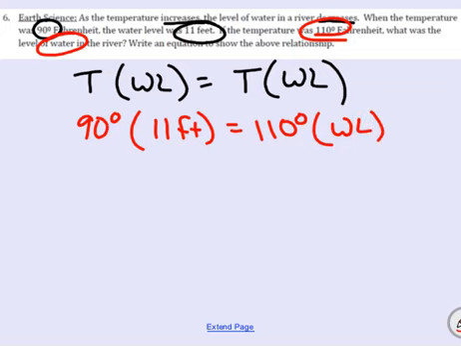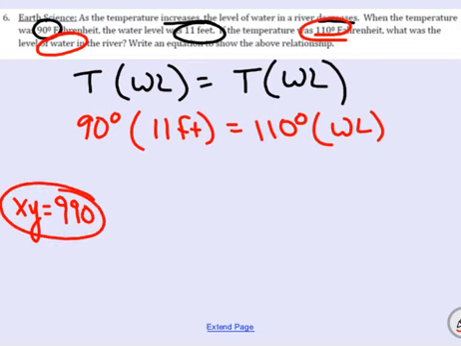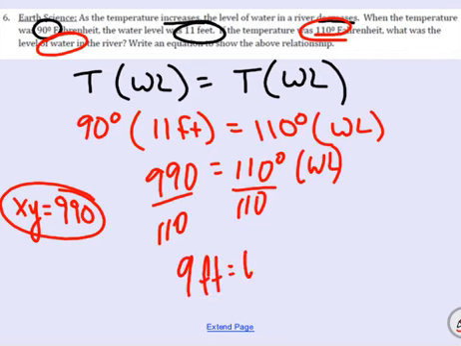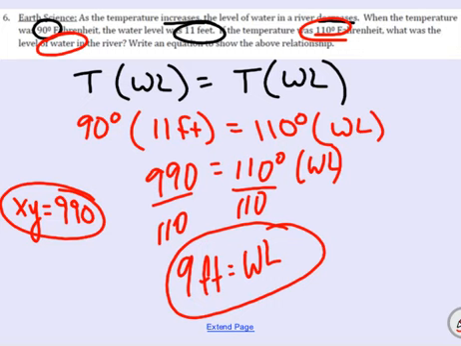Now we want to write an equation to show it. What I probably would have done is 90 times 11 in my calculator. If they want the equation, it's going to be 990. So that's the inverse relationship. However, you could do this. You could get 990 equals 110 degrees times water level. You divide by that 110, divide by that 110, and 9 feet is going to equal the water level of the river when the temperature is 110 degrees. That is a very common problem when it comes to inverse relationship.